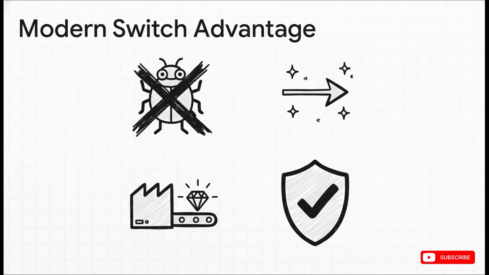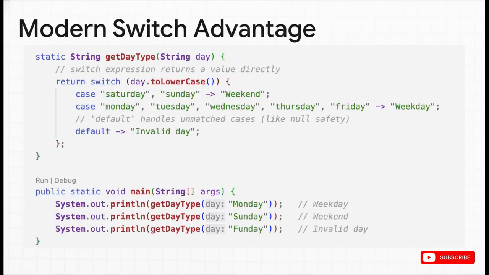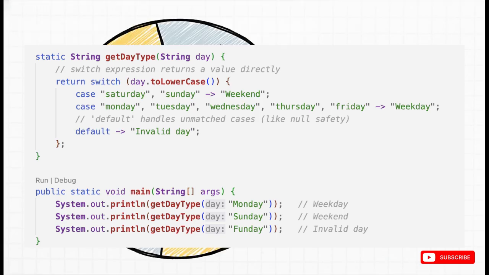So, what's so great about this new arrow syntax? Well, first off, and this is the big one, no more fall-through bugs. That bug is just gone, wiped out by the design itself. The syntax is way cleaner, and now a switch can actually return a value, which is huge. It turns it from a simple statement into a powerful expression. And to top it all off, the compiler is now your best friend, checking to make sure you've covered all your bases.